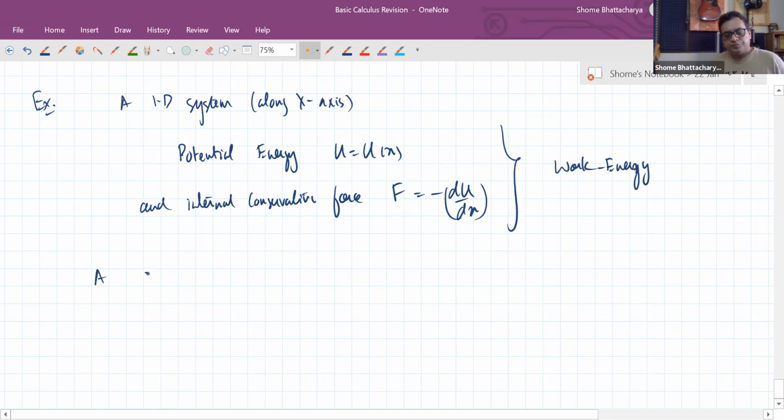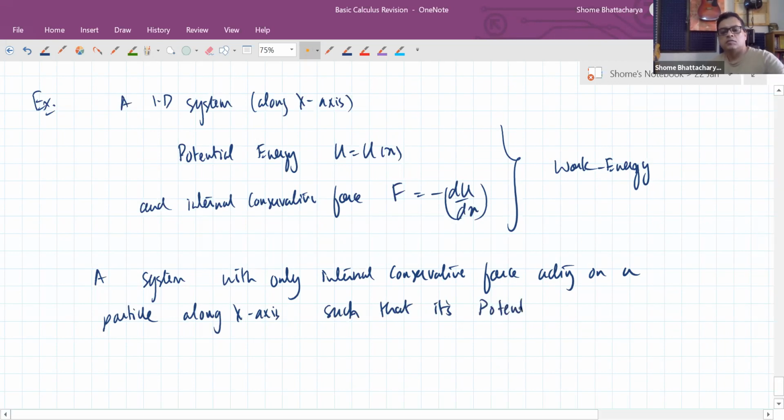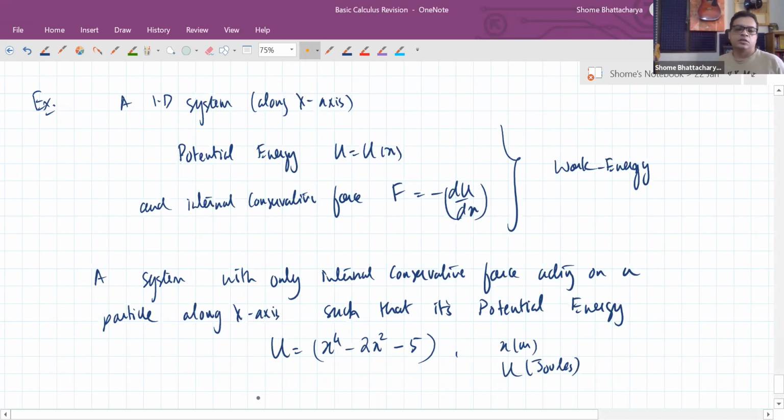So suppose we have a system with only internal conservative force acting on a particle along the x-axis, such that its potential energy is given by the relation, where x is in meters and the potential energy is in joules. So this is the information that is given to us.